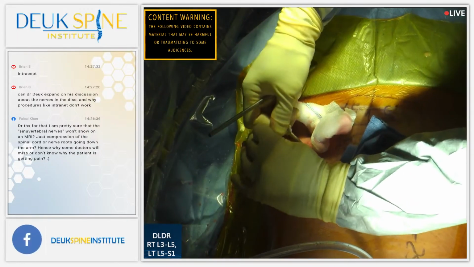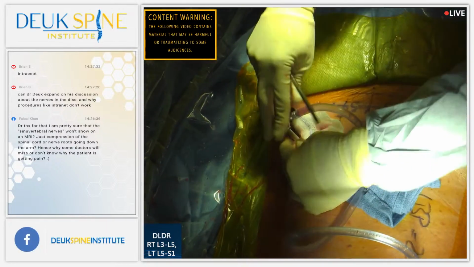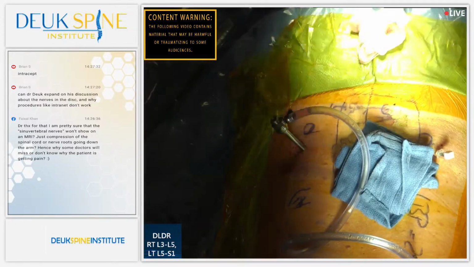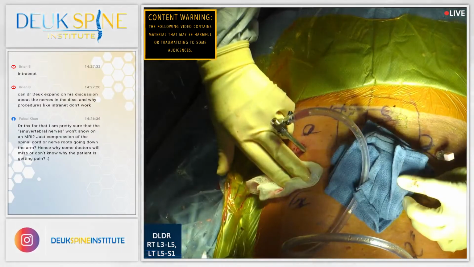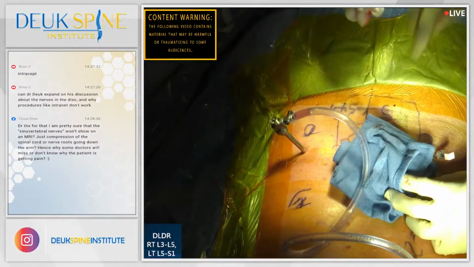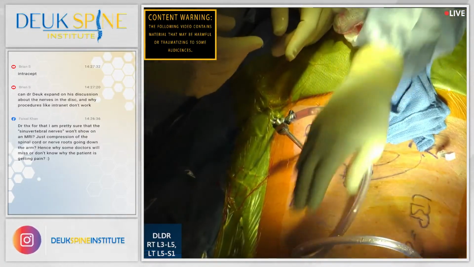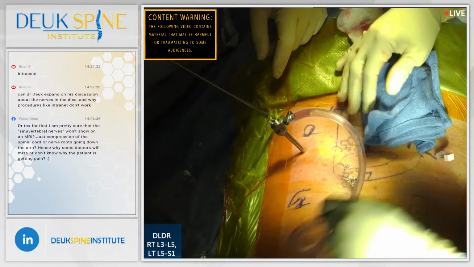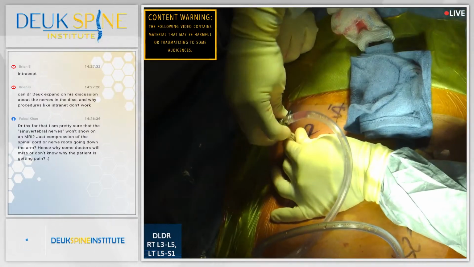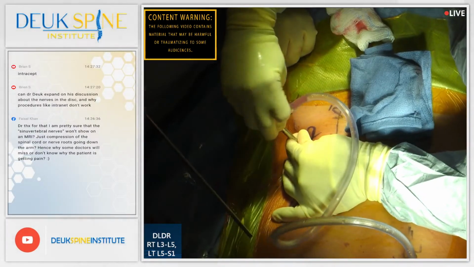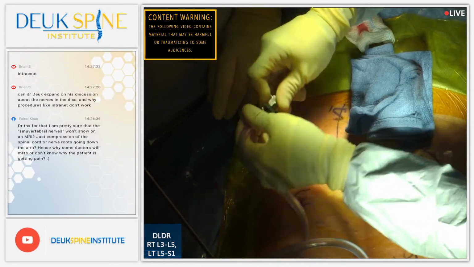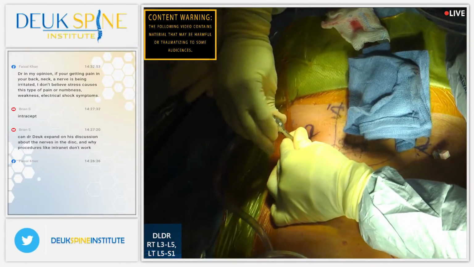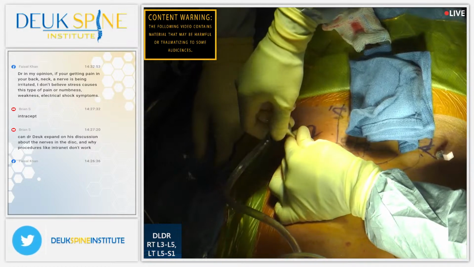Brian asks, can Dr. Duke expand on his discussion about the nerves in the disc and why procedures like Intercept don't work? Yeah, Intercept is a procedure where they're burning the nerves in the bone. The bone is not the cause of your pain. The Intercept procedure is a perfect example of greed and corruption in healthcare. Okay, greed and corruption. Let me explain how it works.